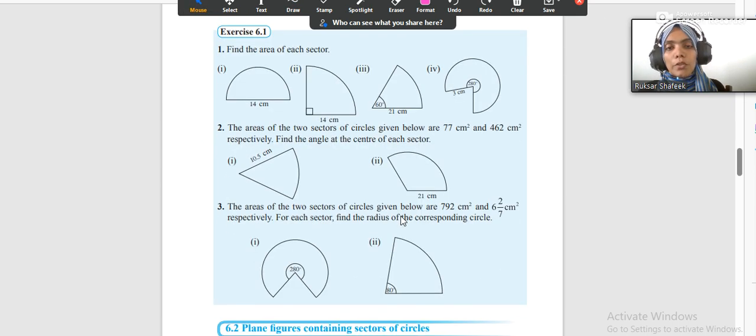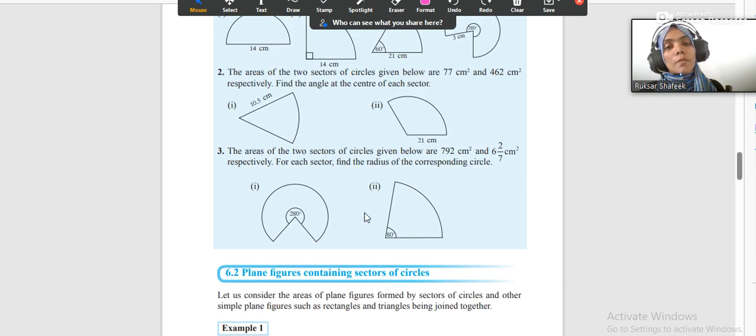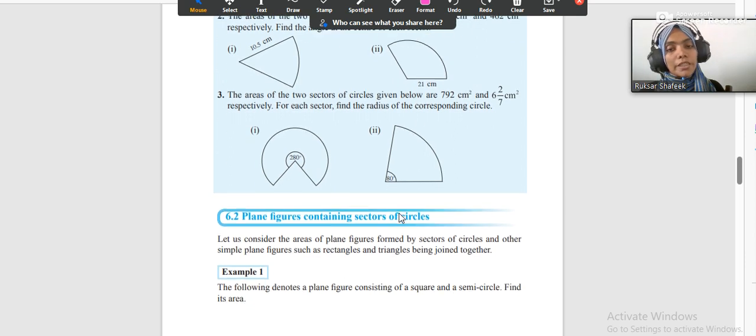And then we have a few questions where the first one, they've asked you to find the area. Second one, they've given you the area and the radius, and they want you to find the angle. Third one is where they've given you the area and the angle, and they want you to find the radius.